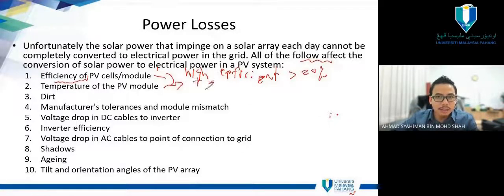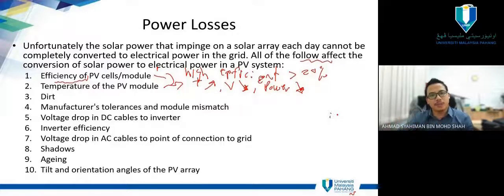When temperature is higher, voltage reduces. Okay, once voltage reduces, power also will reduce. The effect of the temperature on the PV module, because they are using silicon-based solar cells, in most cases will degrade. That's why we call it degrading factors. Okay, the temperature coefficient factor, the temperature correction factor.